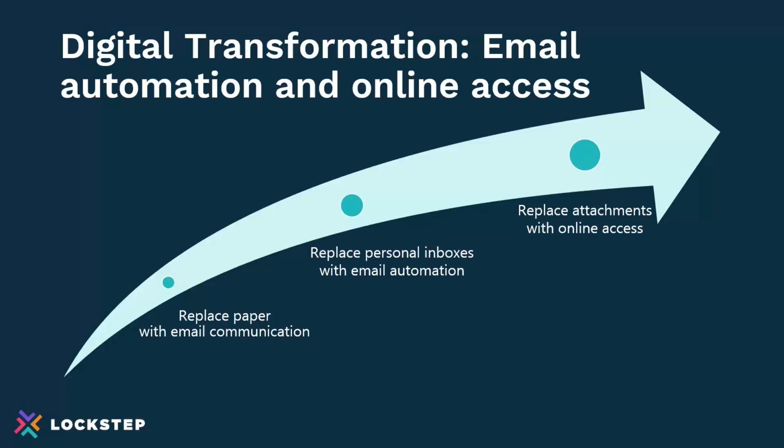So we talked through some key aspects here. One is that the digital transformation journey people are on is definitely about replacing paper with email communication. That's critical. But then also thinking about what software you're using around these emails. How do you replace these personal inboxes with email automation in a shared workspace for a team? And then we talked about changing behavior, getting rid of attachments as an approach, and thinking about how you provide online access through something like Magic Links.